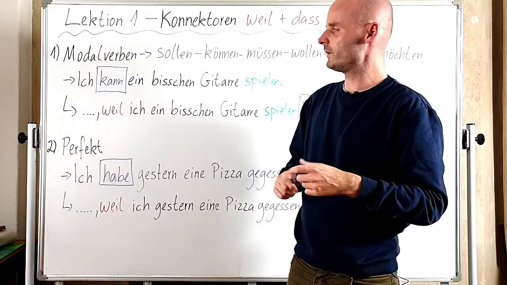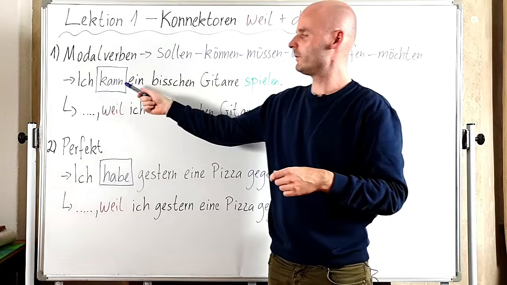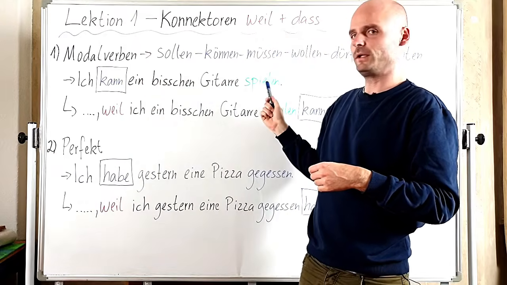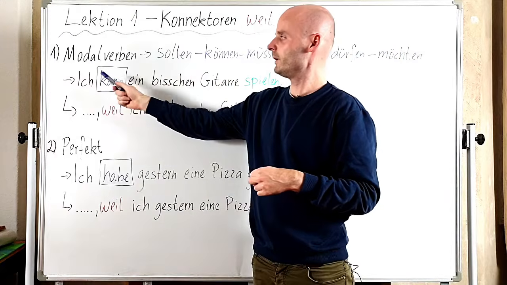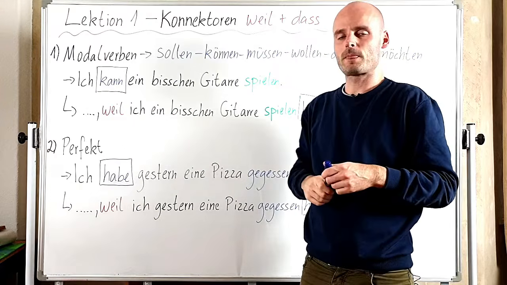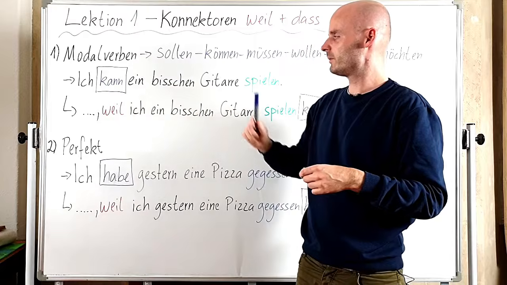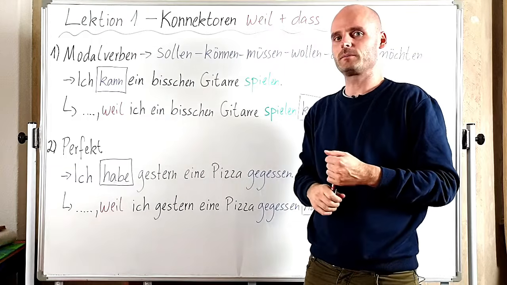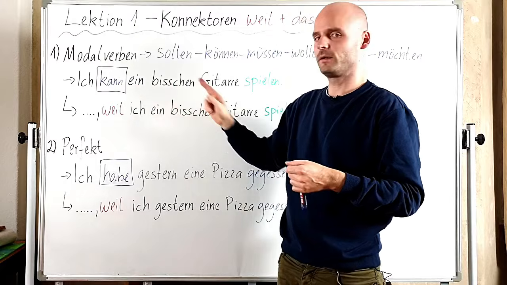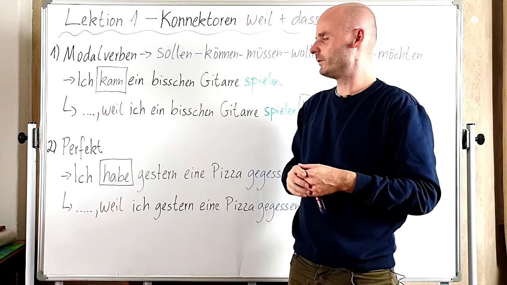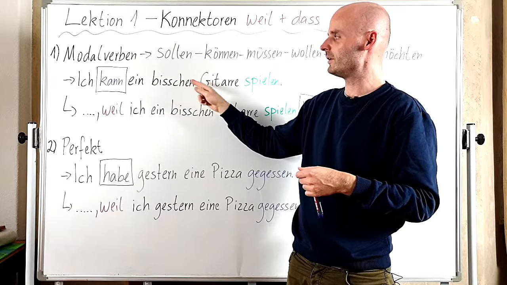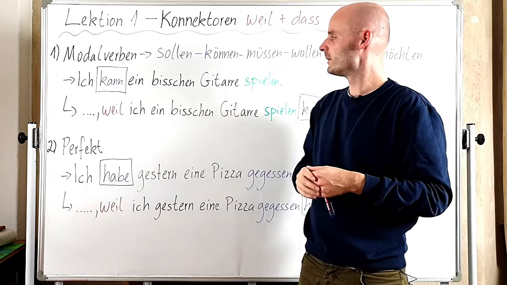So if we have a sentence with a modal verb, you know that the modal verb goes in position 2 and then we have another verb at the end. Yeah? Like this, ich kann ein bisschen Gitarre spielen, which is I can play the guitar a bit. Yeah, and also notice how we write ein bisschen. Yeah? Students usually always make this one wrong. Yeah? So it's double S and then chen, bisschen.